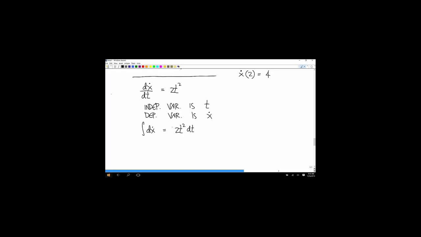And now we can integrate both of these. What do you get when you integrate dx dot? X dot, yep. Just like when you integrate dy, you get y. When you integrate dx dot, you get x dot. So x dot is equal to 2t cubed over 3. And I'll combine the two constants of integration.